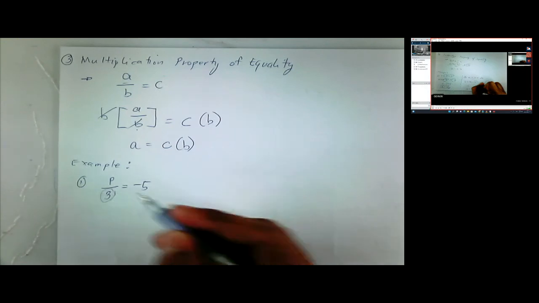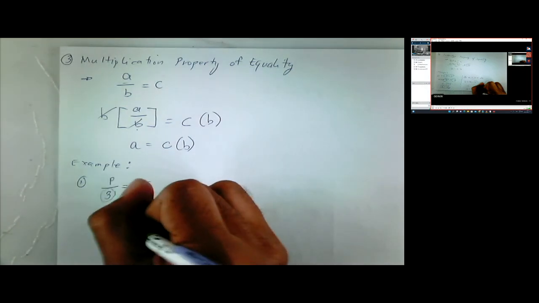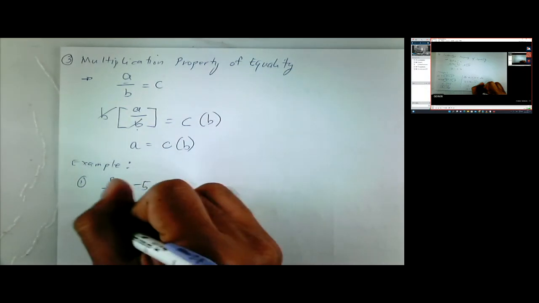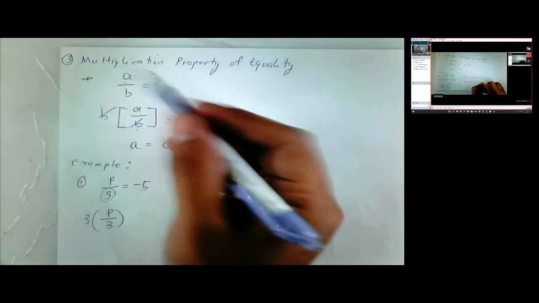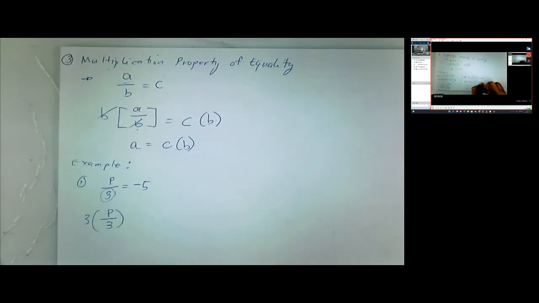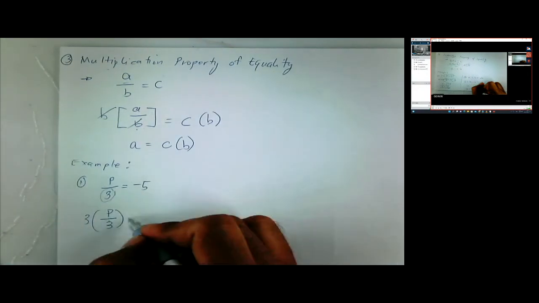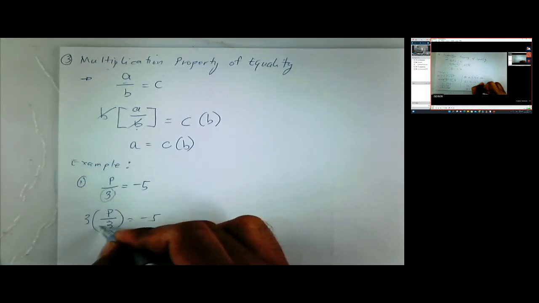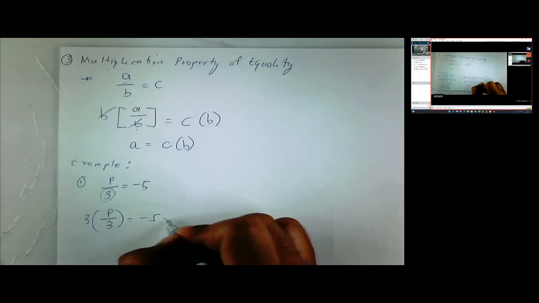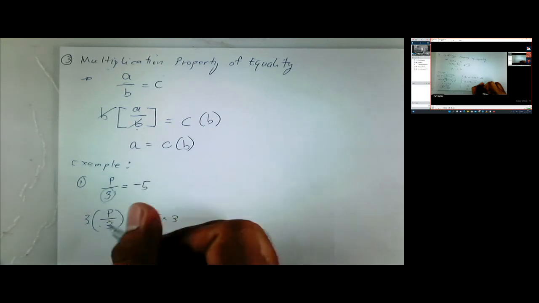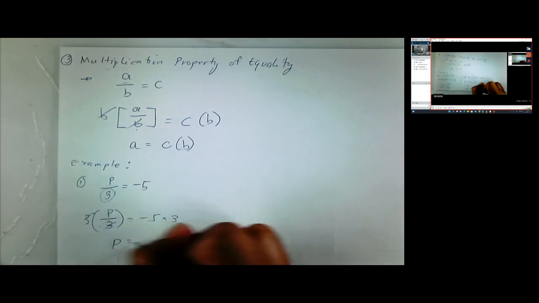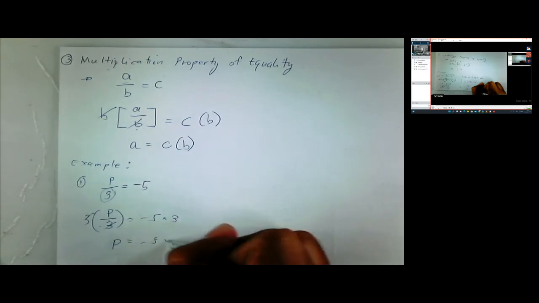Since the denominator here is 3, what you need to do is to multiply, because we are dealing with multiplication. Multiply the left-hand side by 3 since the denominator is 3. And if you multiply this by 3, you also need to multiply this by 3. Again, this is an equality, it should be equal. And so you will have P is equal to negative 5 times 3.